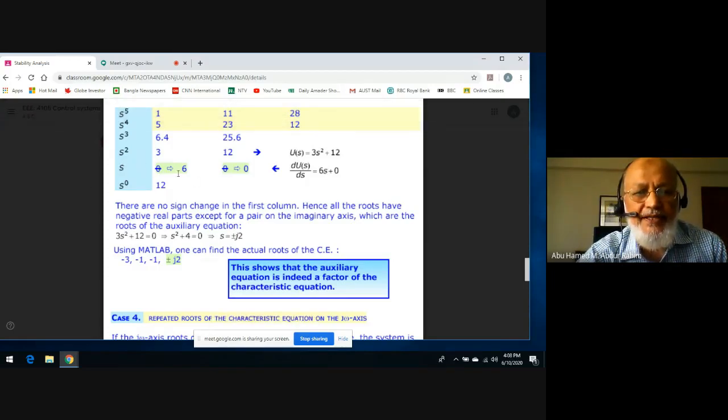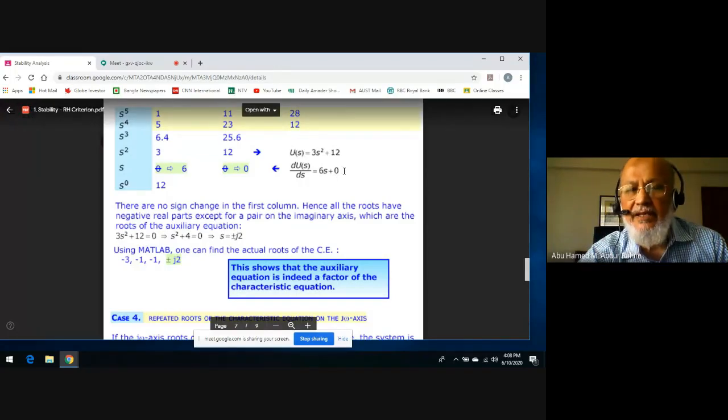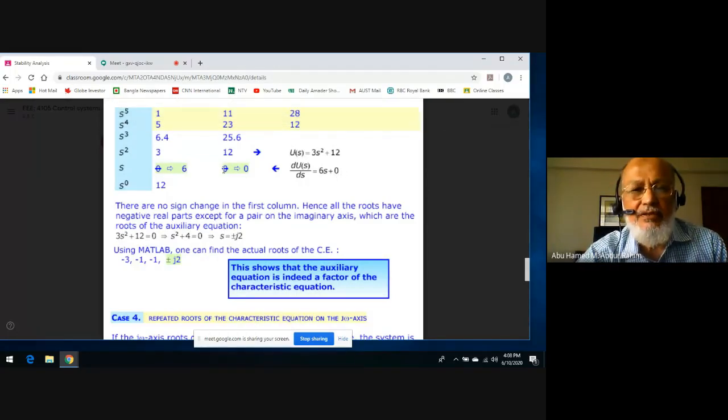Coefficient of s should be here. It should be 6. So 0 is cancelled. It was 0, 0 before. So we cancel the 0 by 6. And then next one is 0. So next one, 0 cancel by 0. You cancel it or don't cancel it, doesn't matter.